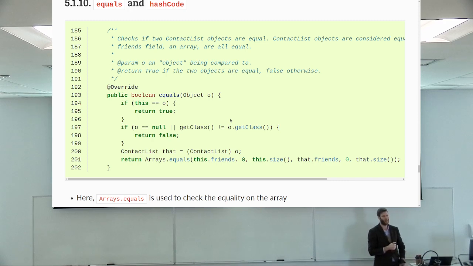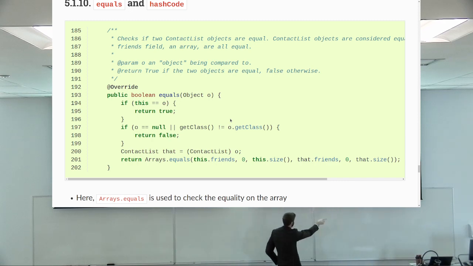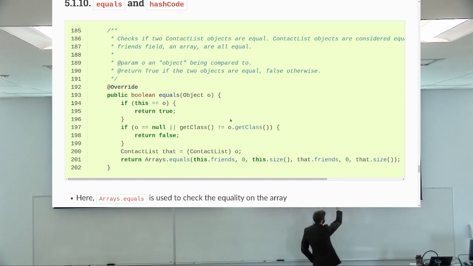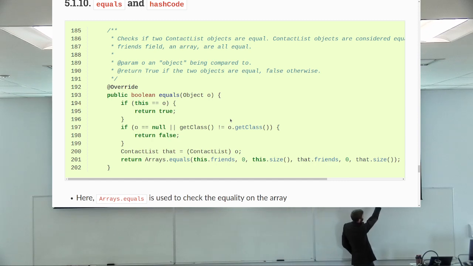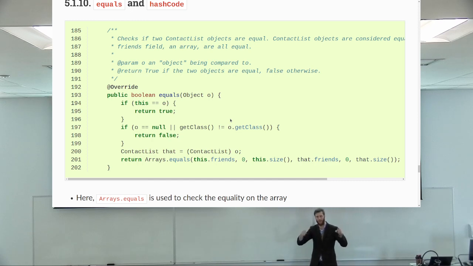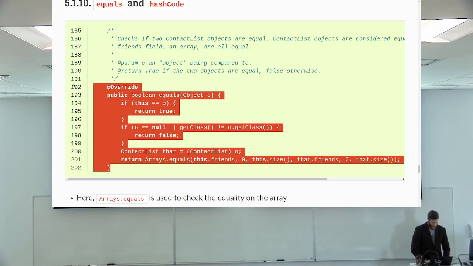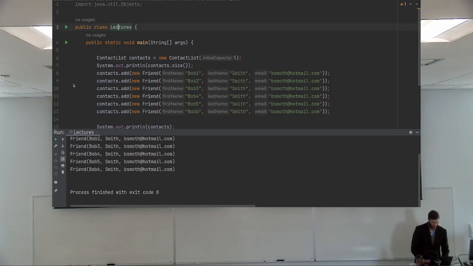And it actually includes a couple of nice parameters here. What this is saying is, okay, compare the array this.friends, starting at index 0 and going to index size, to that's friends array, starting at index 0 going to that's size. So this is just a shorthand way of saying loop over and compare equality on each of them. It's a nice, quick and easy way to loop it.